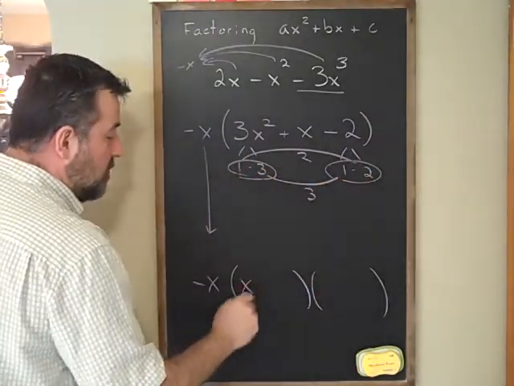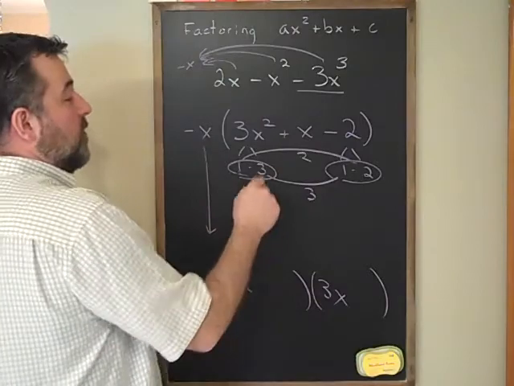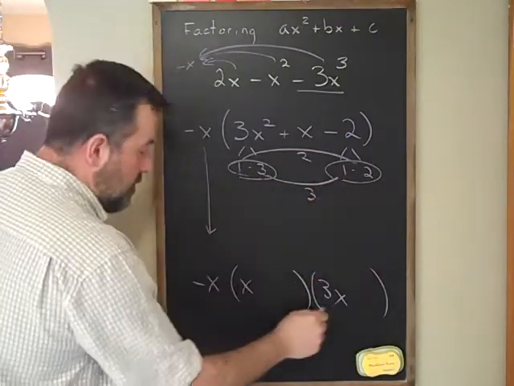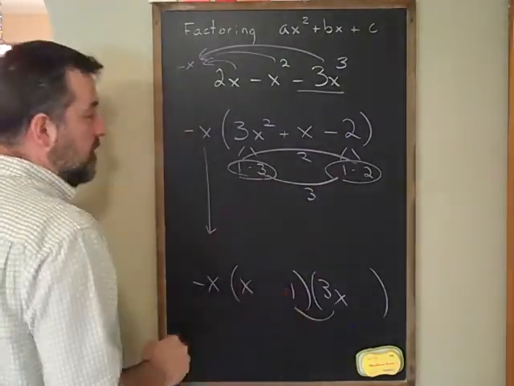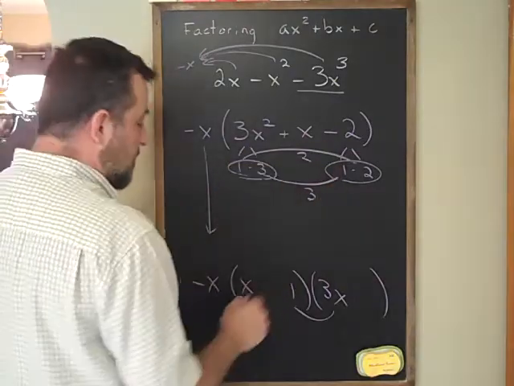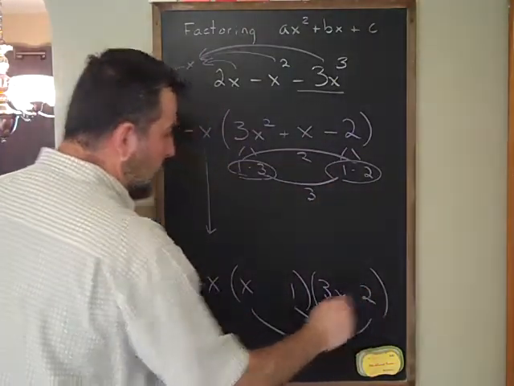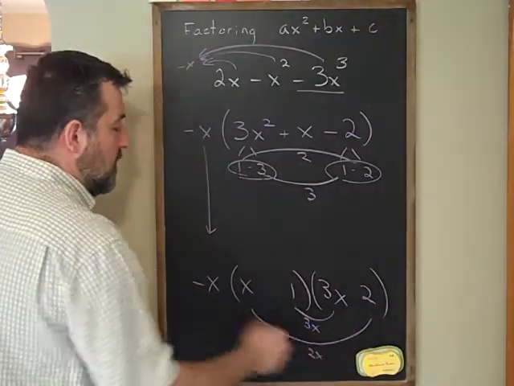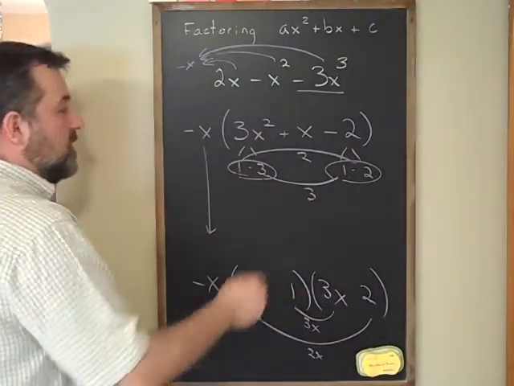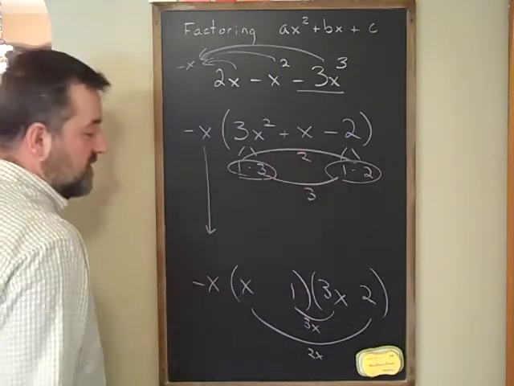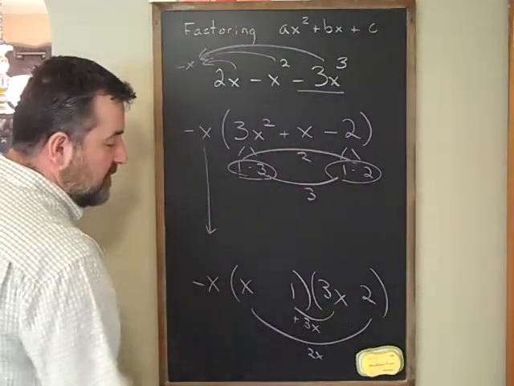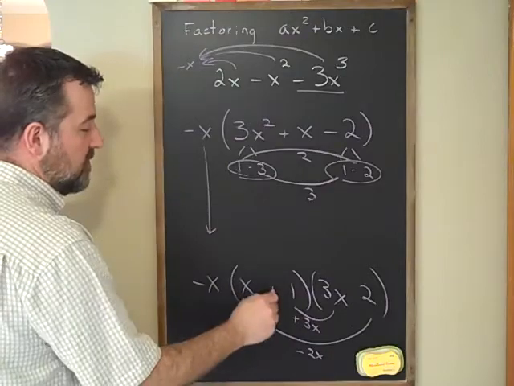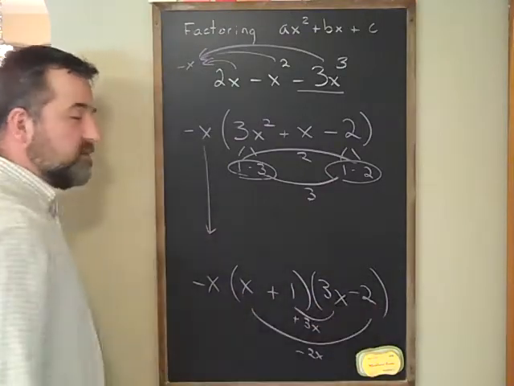1x and 3x. And we want the 3 to be multiplied by a 1. We want the 1 to be multiplied by a 2. There's our 3x and there's our 2x for our outers and our inners. We want the difference to be positive, so we want that 3x to be plus and that 2x to be minus. So this is plus 1, minus 2, done.